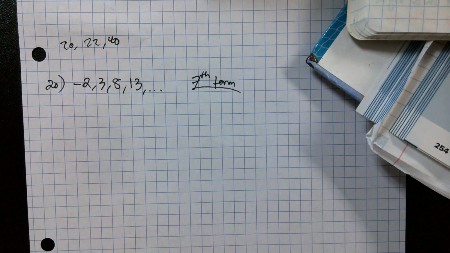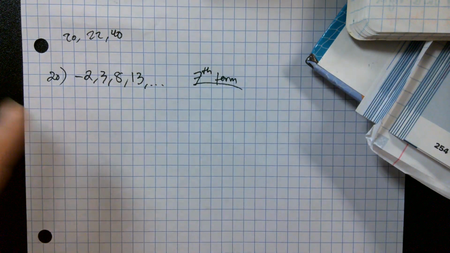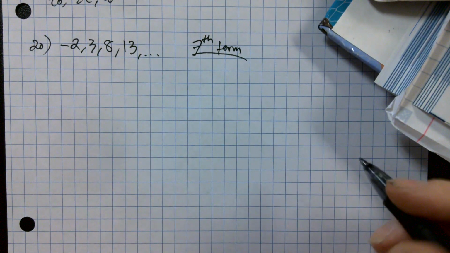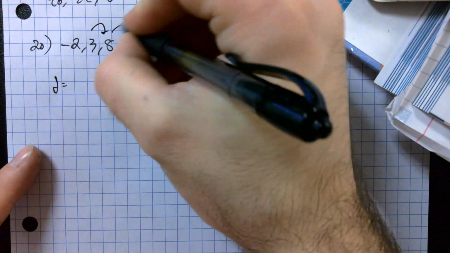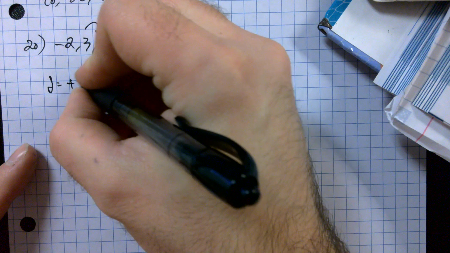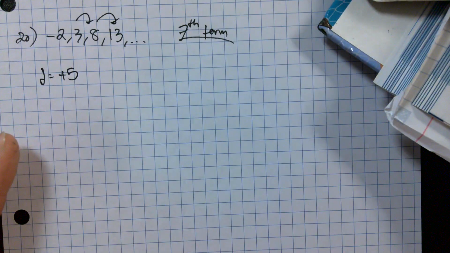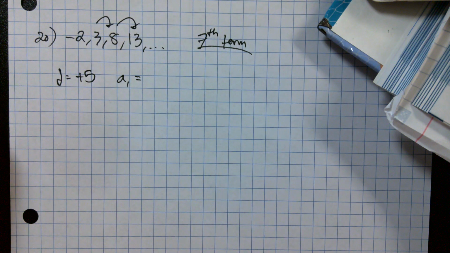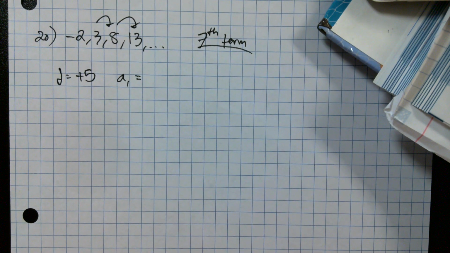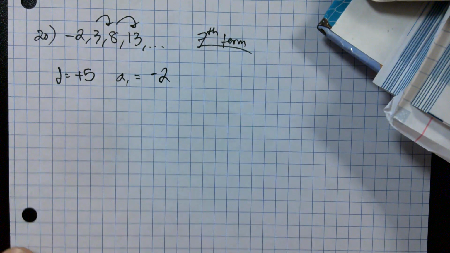Nice and easy. First things first, we're going to find what letter? We got to find the d. What's my difference from number to number to number? 5. Plus 5. I can also figure out what my a sub 1 is. What does a sub 1 represent? The first term. Well, what's the first term you see? Negative 2.